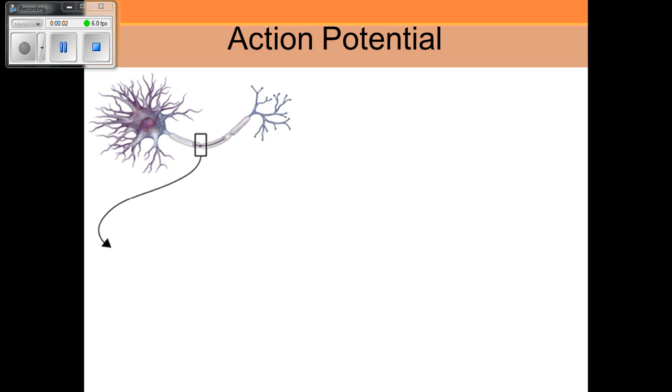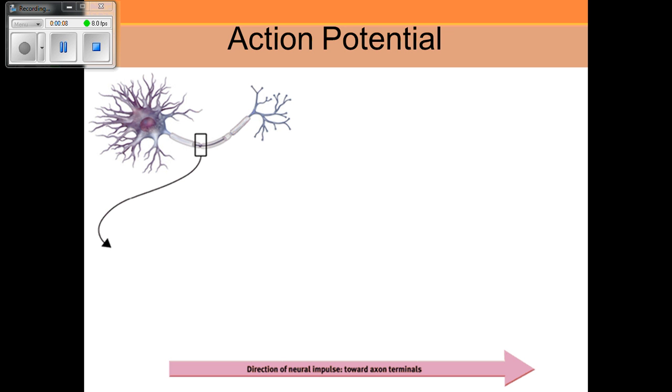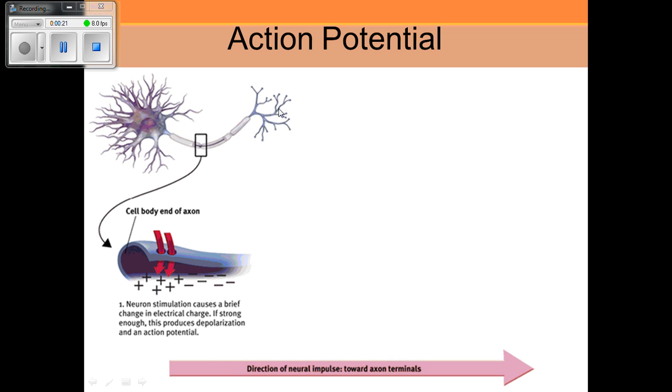All right, back to finish up neural communication and neurotransmission. Let's talk about action potential for a second. The direction of the neural impulse can only go one direction, like we talked about. It has to travel from the dendrites into the cell body, down the axon, and then out to the terminal branches onto other neurons. And here's what it looks like in the axon.